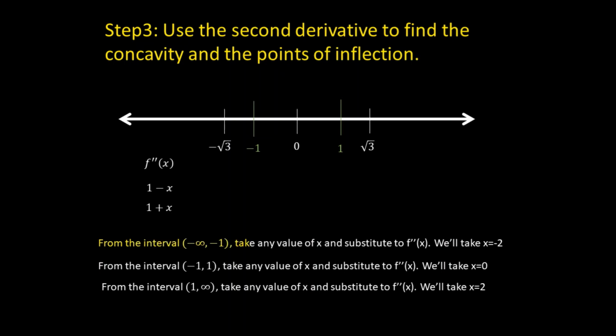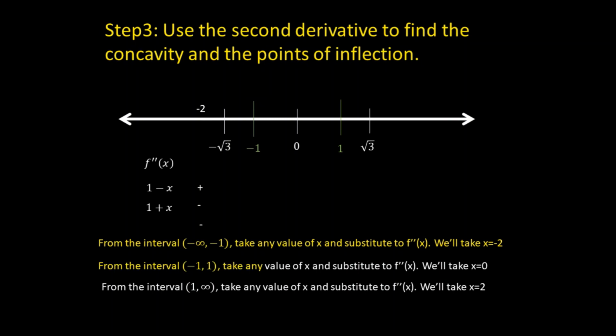From the interval negative infinity to negative 1, take any value of x and substitute to your second derivative. We'll take x is equal to negative 2. When x is equal to negative 2, the sign of 1 minus x is positive and 1 plus x is negative. Positive multiplied by negative is negative.